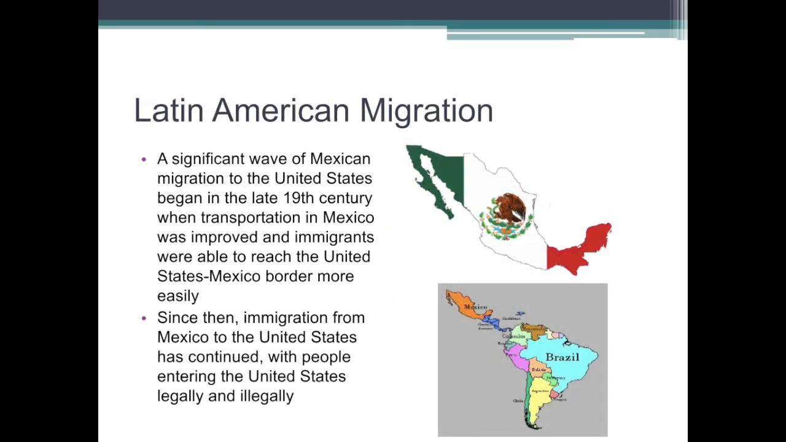Latin American migration to the United States has been occurring in significant numbers since the late 19th century, when the Mexican government improved and remodeled Mexico's transportation system. This made it easier for many immigrants to reach the U.S.-Mexico border and cross into the United States. Since then, the immigration has continued, fluctuating throughout time, such as the drop during the Great Depression, as well as being affected by both the United States and Mexican government's efforts to reduce the amount of illegal immigration occurring. Illegal immigration is when an immigrant enters a country without a proper visa or documentation.